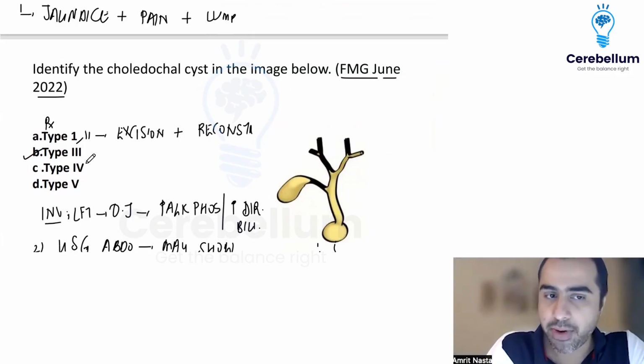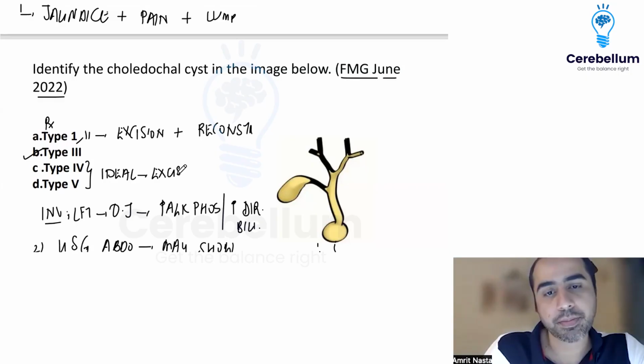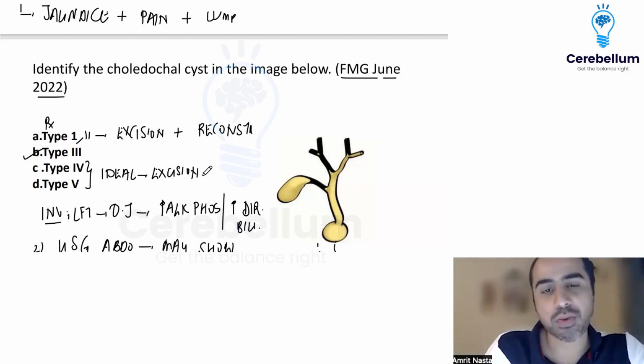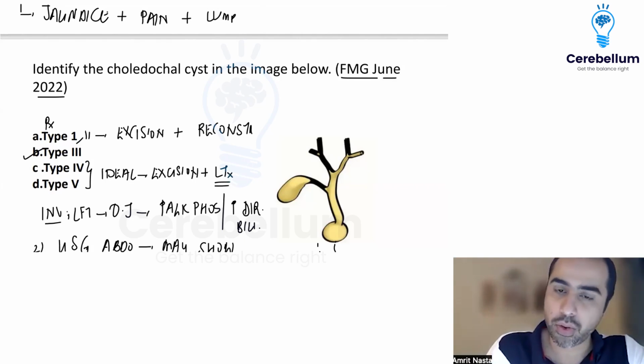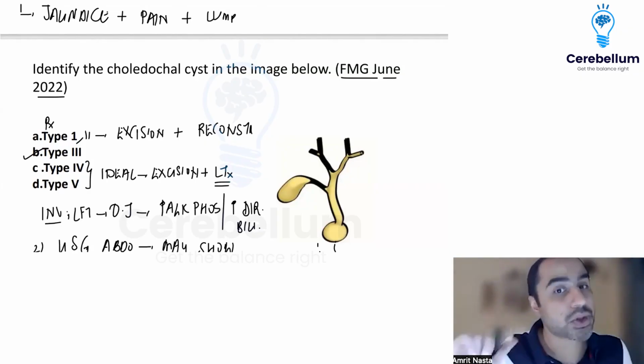Type 4 and type 5 are very difficult to treat because they are diffuse. So ideally, in these cases, you have to do excision. But many times, since it is going into the liver also, the liver has to be removed. Ideally, you have to do excision and liver transplant. Okay, so for type 4, type 5 diffuse ones, liver भी निकालना पड़ेगा. So you have to do liver transplant most of the times.